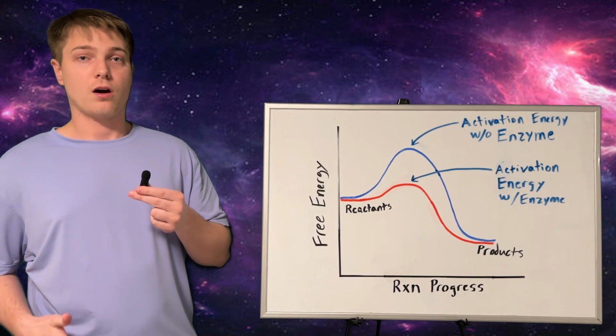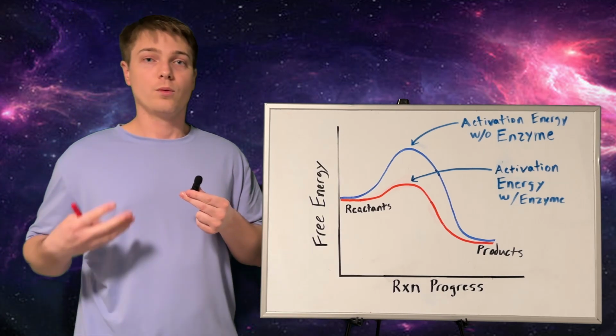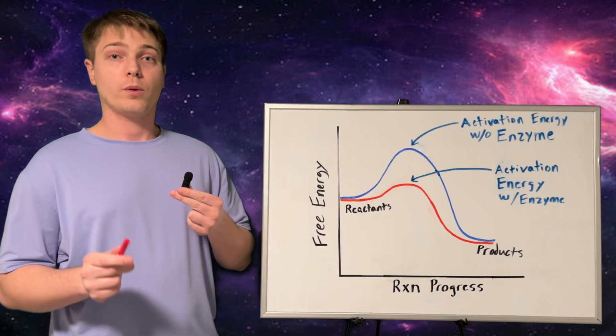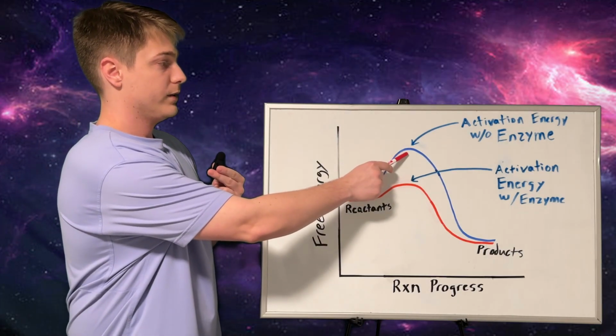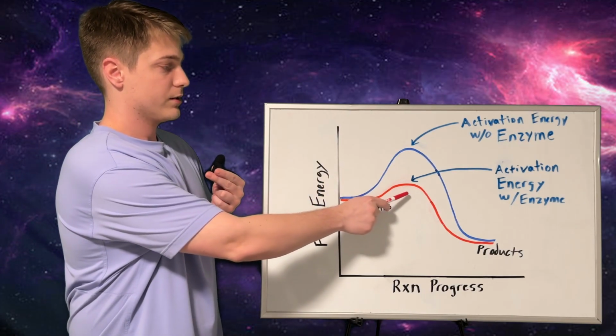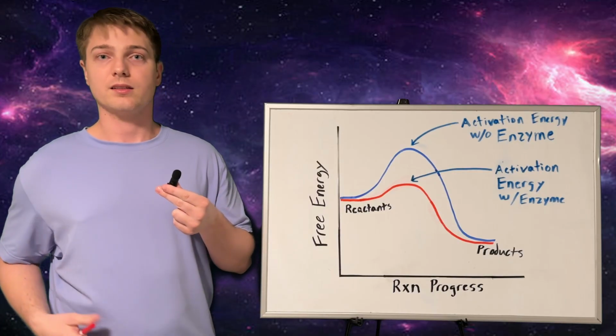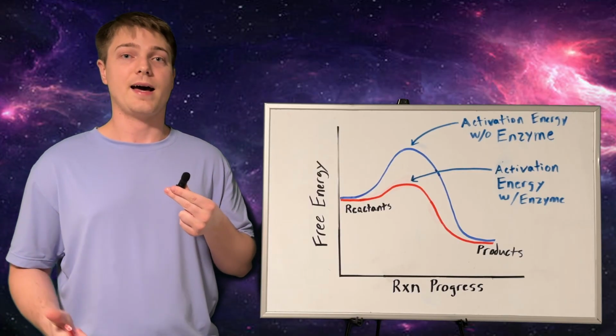Enzymes, by definition, are biological catalysts. And what this means is that they don't change the overall energy of the reaction, but what they do is they lower this activation energy so that the reactants can turn into products more easily. It takes less energy to do so and hence makes that happen faster.